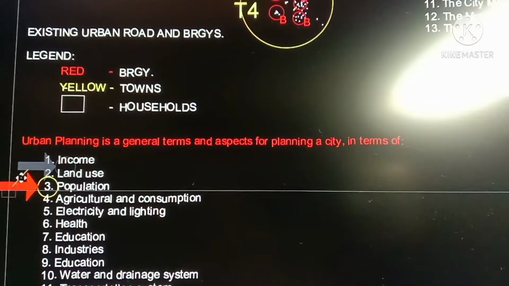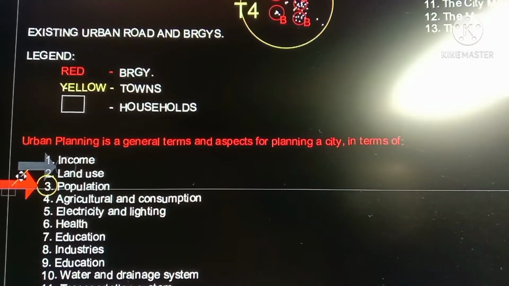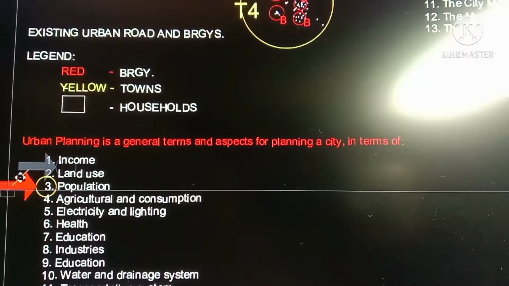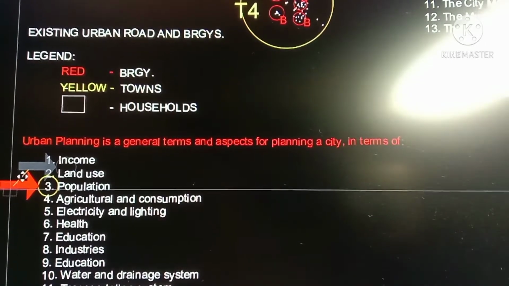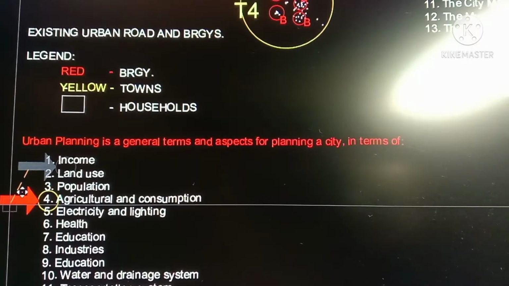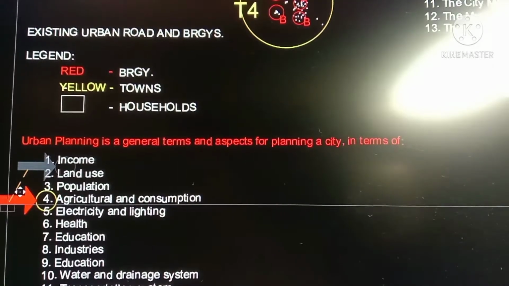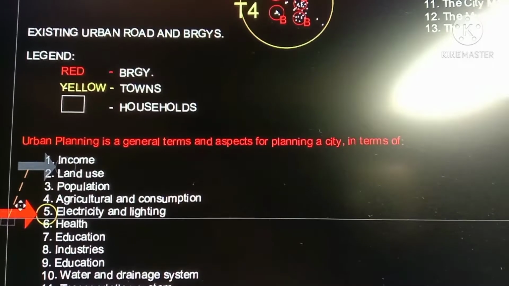The third requirement is the population. To become a city, there are certain requirements of how many inhabitants are needed to form into a city. If your inhabitants or population does not meet the requirements, it cannot be converted into a city. Then the fourth one is agricultural consumption. In the city, there must be agricultural consumption and even fishing. And the fifth one is electricity and lighting.